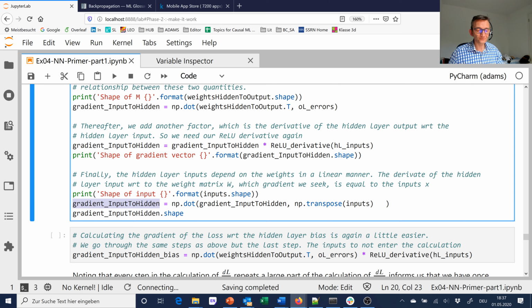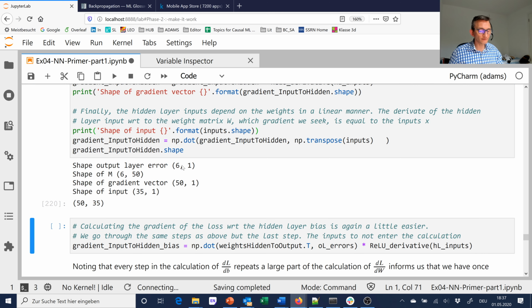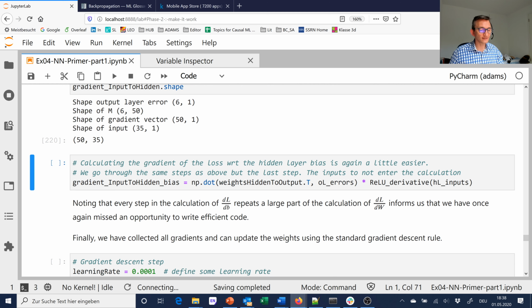That is just the input of the hidden layer with regard to the weight matrix connecting the input to the hidden layer, and that partial derivative is equal to x. I left some print statements on the way so that you can convince yourself why I'm calculating the dot products the way I do. And then in the end, we have this gradient, which has the same dimensionality as our hidden layer, of course, and that we can use in gradient descent soon enough.